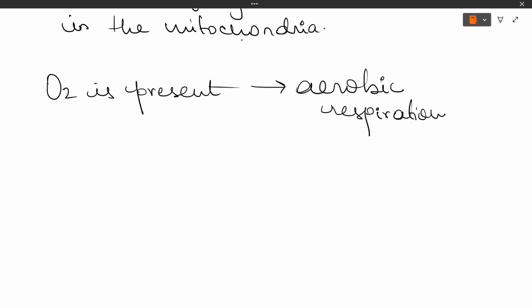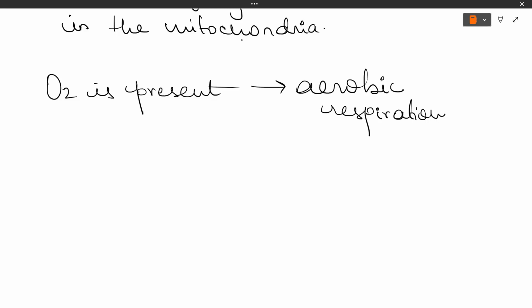Now, sometimes in our muscle cells, like when we work out or when we run, there is a shortage of oxygen at that time, isn't it? You must have noticed, when you run, you run out of air. That is why we feel out of breath. So that is the absence of oxygen during that time.